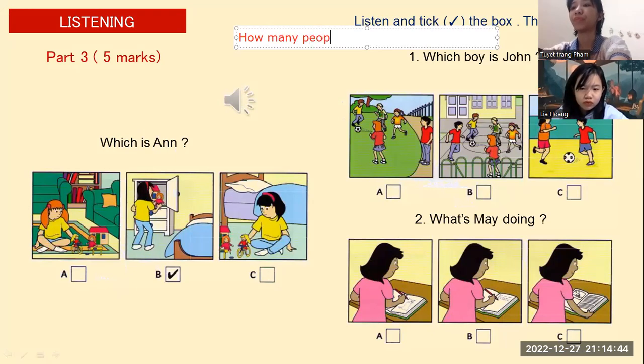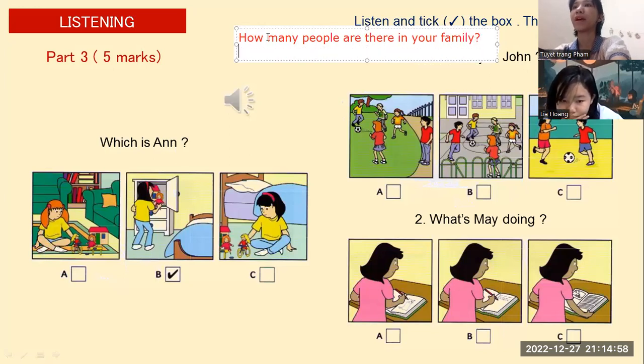Con nhớ phần này không nào? Okay. Do you remember this? Yes. And now we move to this one. And now, before we start this part, I have a note for you here. Please look at this. I have the question for you. How many people are there in your family?